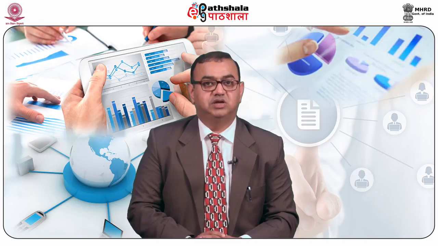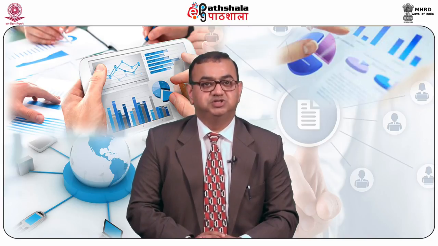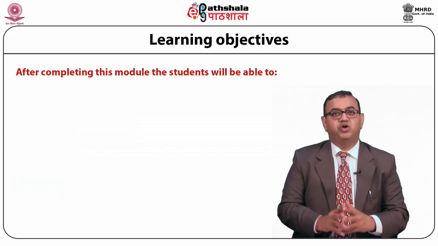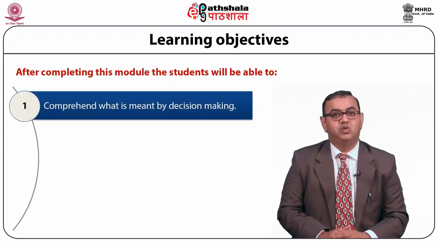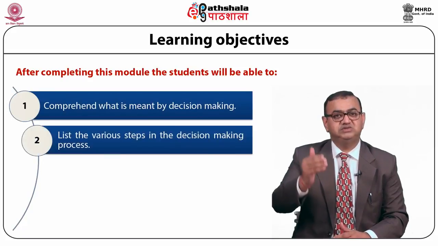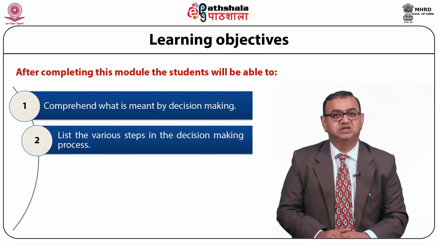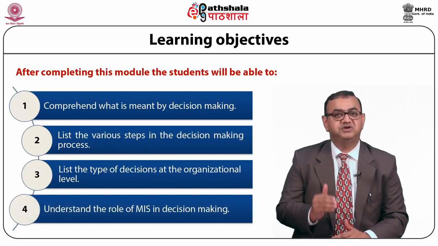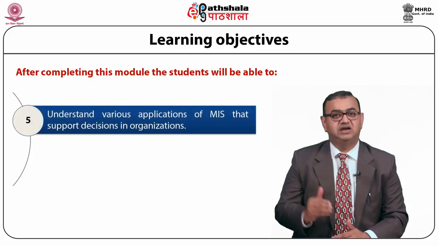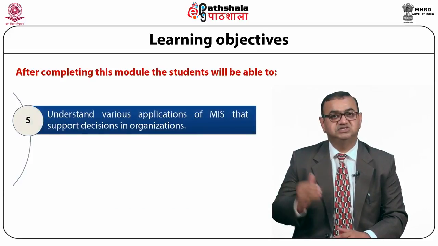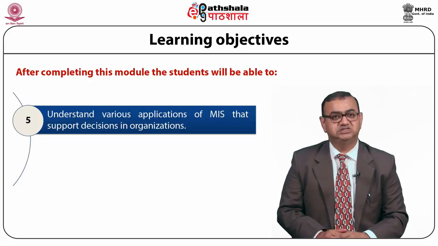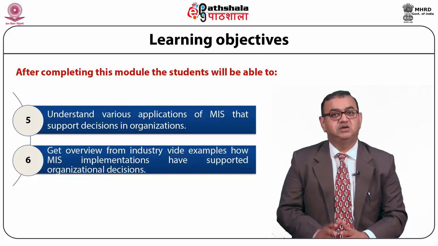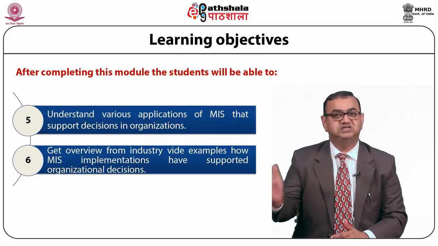Today, we are going to discuss the module Management Information System, Support for Decision Making, under the paper Management Information System. After completing this module, the students will be able to comprehend what is meant by decision making, list the various steps in the decision-making process, list the types of decisions at the organizational level, understand the role of management information system in decision making, understand various applications of management information system that support decision making in organizations, and get an overview from industry-wide examples of how management information system implementation has supported organizational decisions.